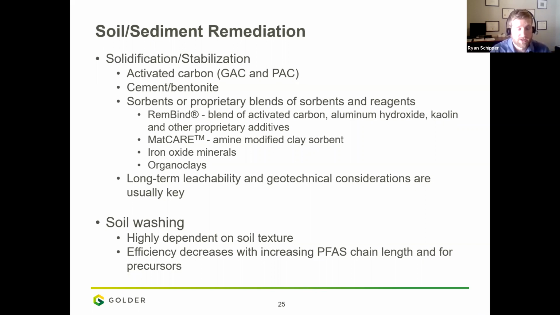Soil washing is another potential option. It's highly dependent on the soil structure, and the efficiency decreases with increasing PFAS chain length and precursors. Obviously, if you're doing soil washing, you end up with a residual liquid stream with PFAS in it that you then have to manage.